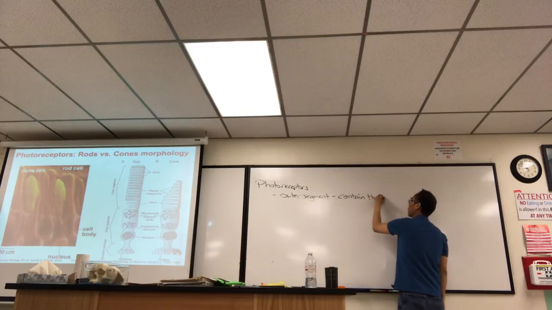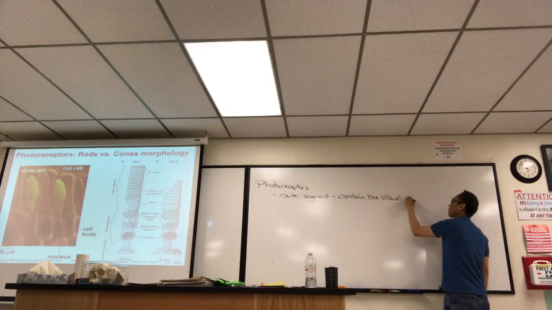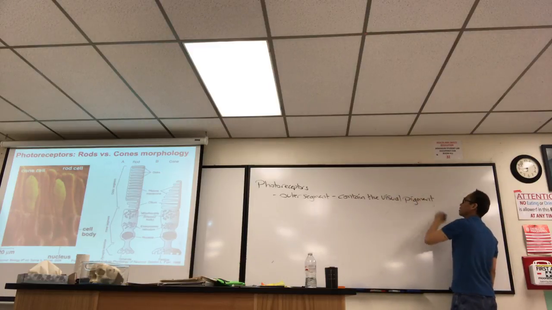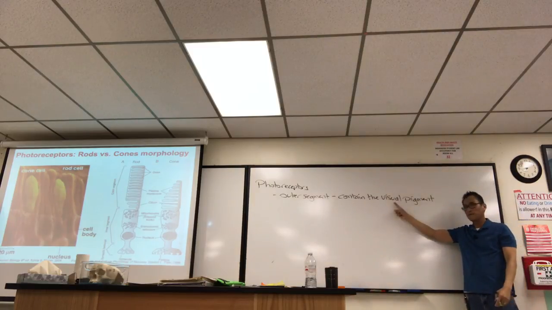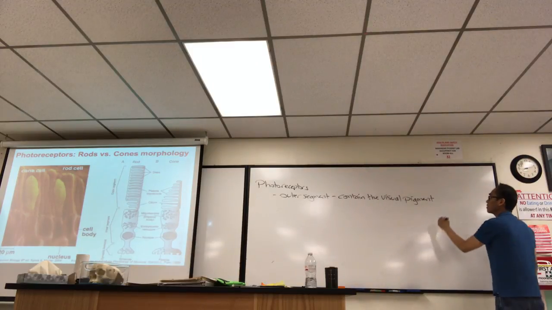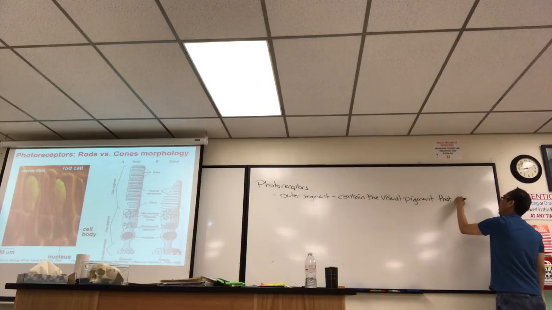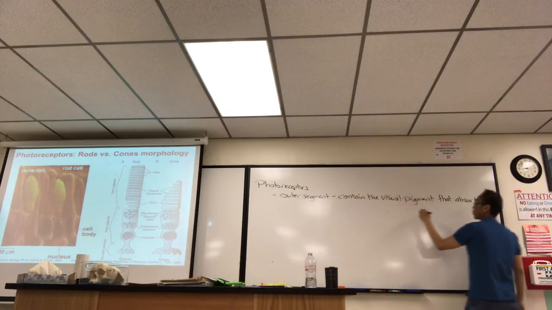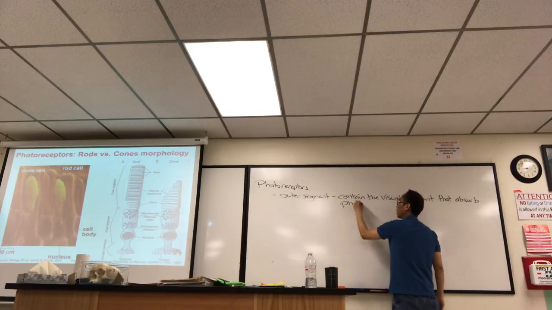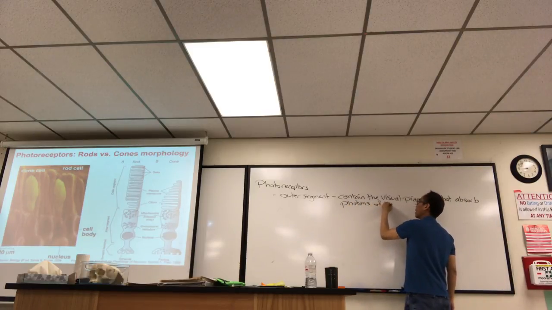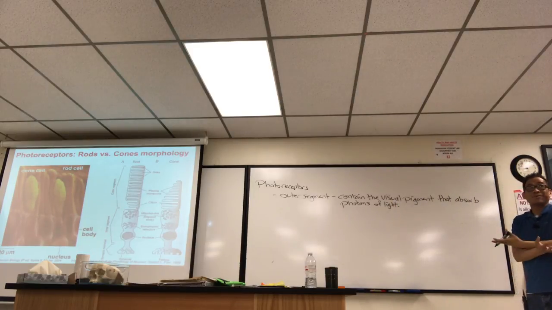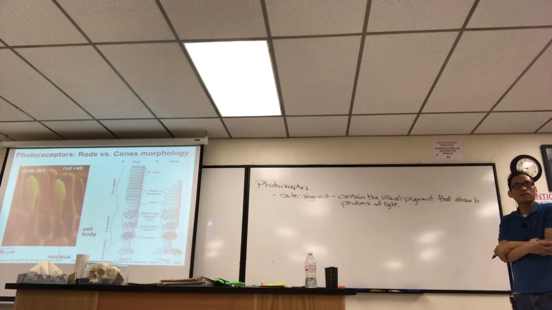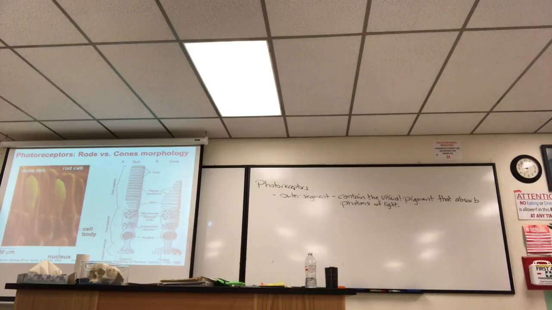Contain the visual pigment. You're like, what? What's a pigment? It's a molecule. For what? Vision. The thing that actually absorbs the light photons. That absorb photons of light. To my knowledge, the only cell that's got it, right? So you can see. Can't see with any other part of your body, as far as I know. So that's why these are important.